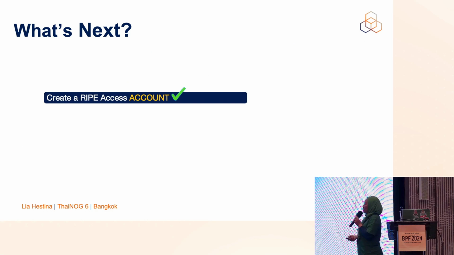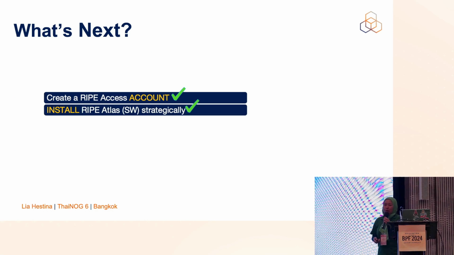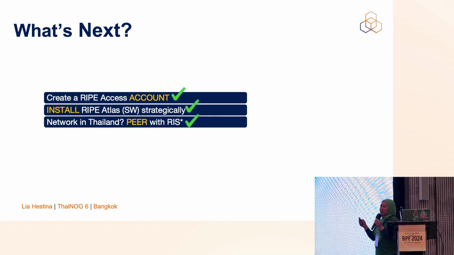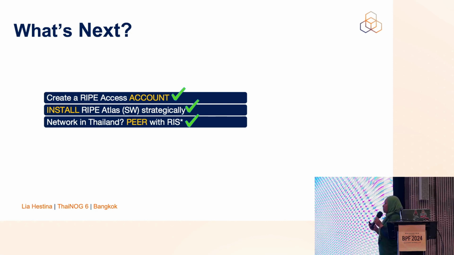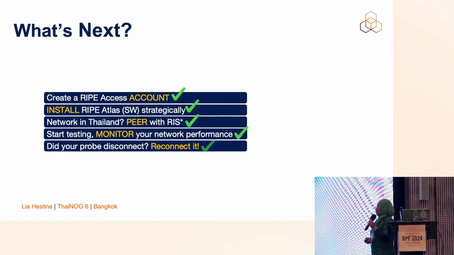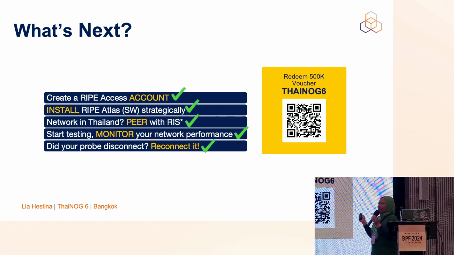All right, what's next? I mentioned already, create an account and install probes in strategic locations. I'm sure you know where you want to put the probes, what networks are important to you. And if you are a network in Thailand and you are one of the networks listed, peer with RIS, and start testing. Use the platform. It's there for you to use. Monitor your network, and if you have disconnected probes, kindly reconnect them. This is a voucher that you can use of 500,000 credits. I think this voucher is enough to let you play around and run ongoing measurements for a while.